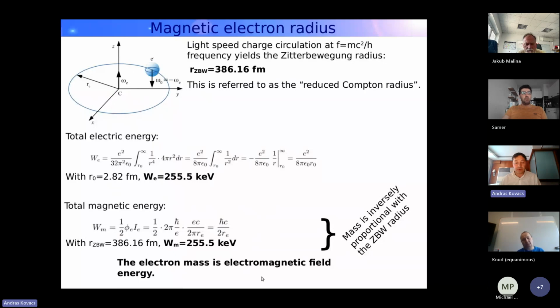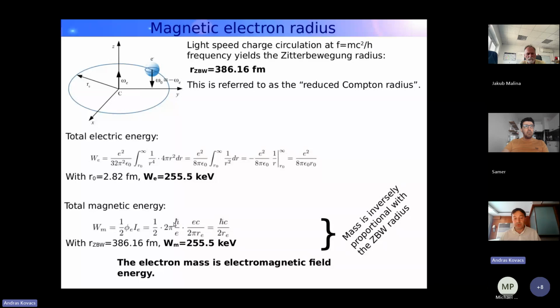Also, what you can notice is that you can calculate the magnetic field energy by applying the flux formula. So magnetic field energy is 1/2 times magnetic flux times electric current. And this second part, the magnetic flux, is h/e. So Planck constant over elementary charge gives you the magnetic flux of this electron Zitterbewegung loop. And remembering that flux is h/e will be also important when we go forward.